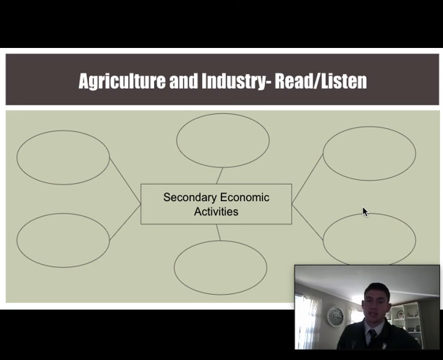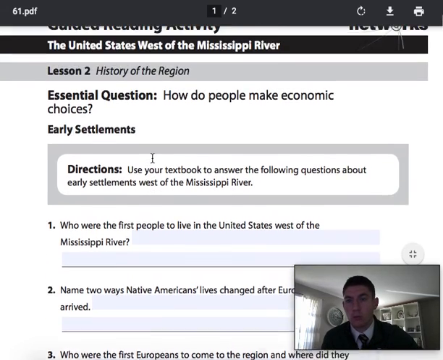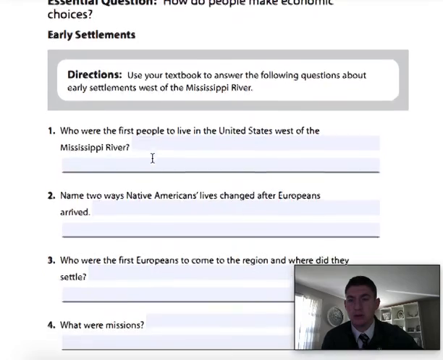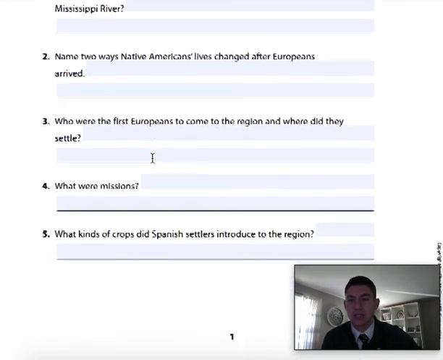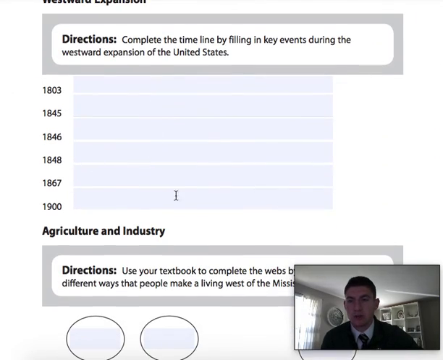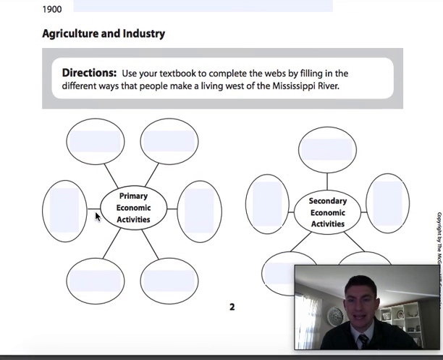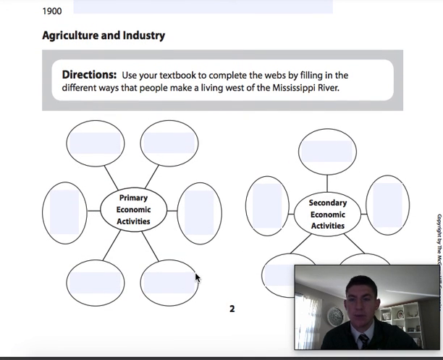That summarizes our study of the western half of the United States. Hopefully you have each and every part of your homework done. Again, in the first section, you're answering these 5 questions on the lines provided. In the second section, Mr. Shane went through this together with you on those different dates and timelines of the major events. And lastly, we took care of adding in the primary and secondary economic activities.